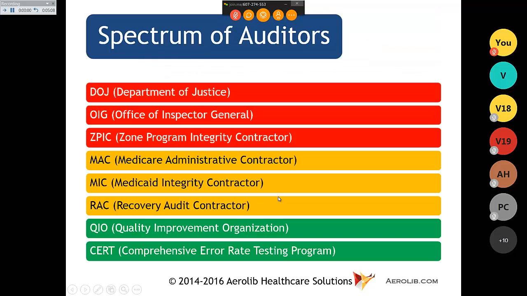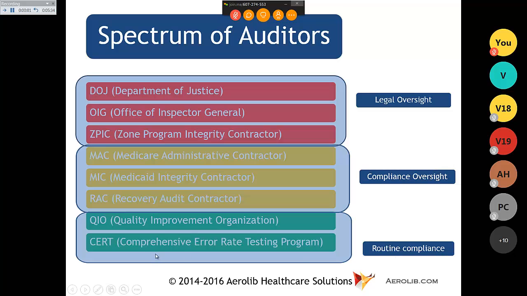So let's start with the basic slide on the spectrum of auditors. A lot of you in the hospitals that have been listening to us know that we always start with this, trying to give an overview of who is auditing the hospitals and the healthcare providers. This is a traffic light pattern. The green is the good, which is on our side and helps us. This is for routine compliance, the QIOs and the CERTs. When we go on to the yellow band, these are the MACs, MICs, and RACs, and these are compliance oversight.